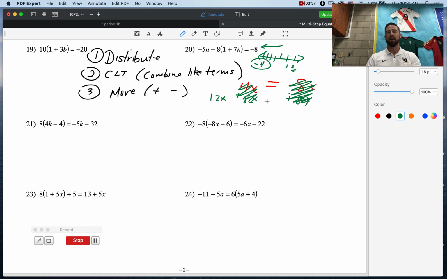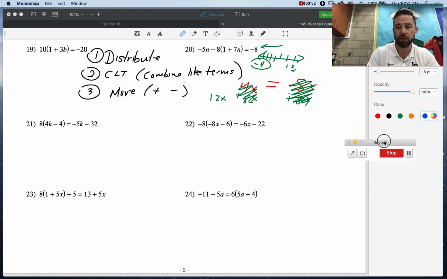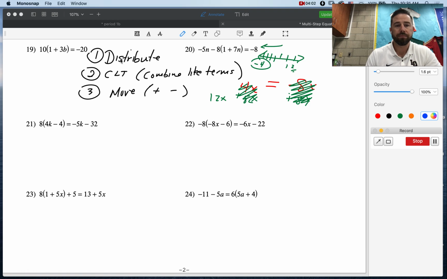So that's a little intro to what we're doing today, because it's going to get a little messy. We're going to have to be really intentional with how we do things. Let's look at 21, and we're going to do 21 nice and slow. Then I'm going to have you try 22 on your own. I don't know how many questions we're going to get through today, but we're going to do some. So number one, we distribute.